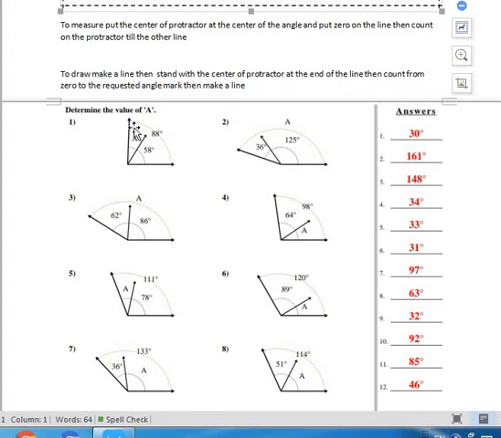Focus with me. When I have the whole angle, the total angle here, 88, and it's divided into two parts, one part is 58 degrees, so the other part is 88 minus 58, so it gives me 30 degrees.